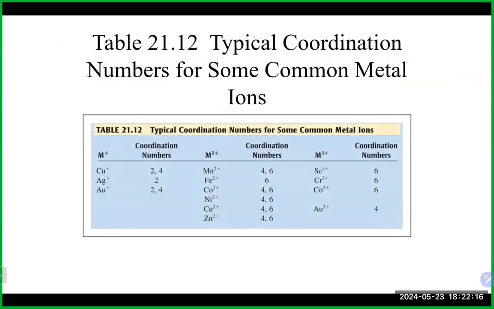Now, how do you know how many ligands might bond to a transition metal? There are common metal ions and the coordination numbers that they make.